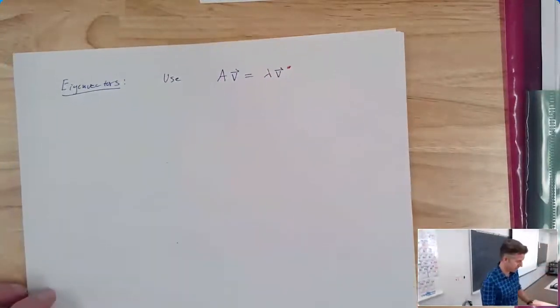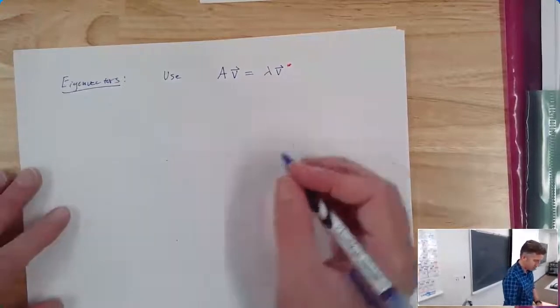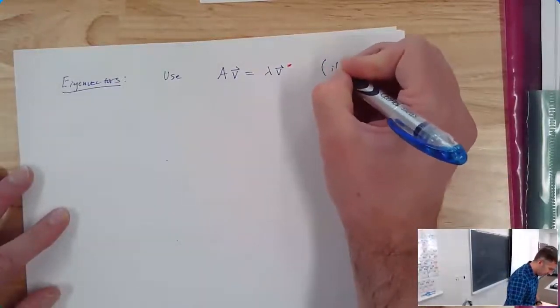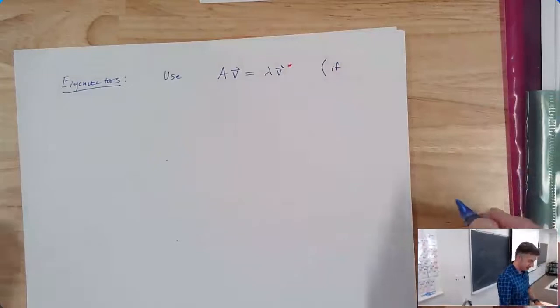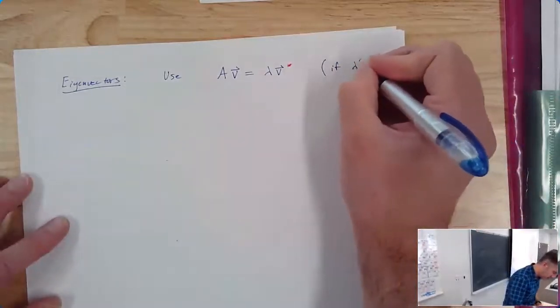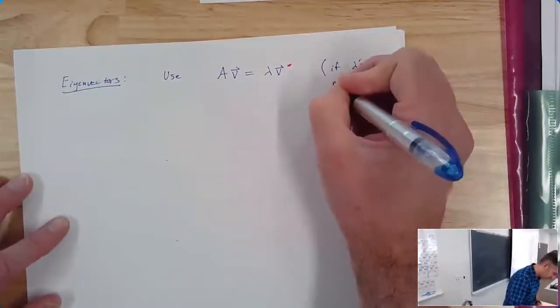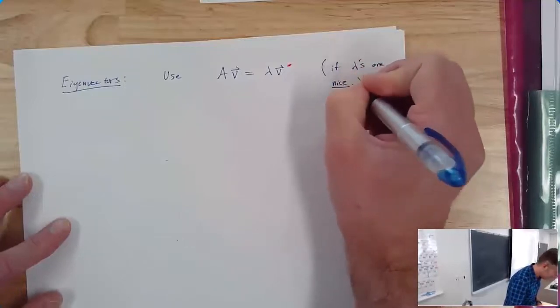And here's what I'm going to say about this. I would say use this if the lambdas are nice. If your eigenvalues are nice, typically meaning integers.